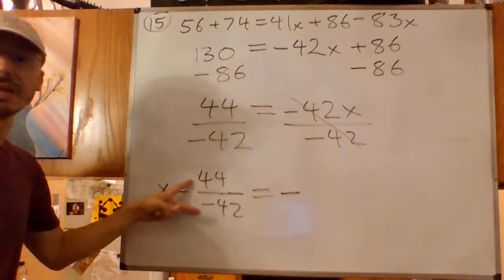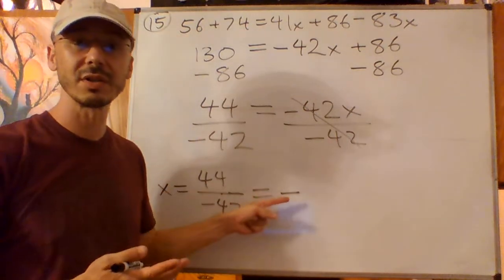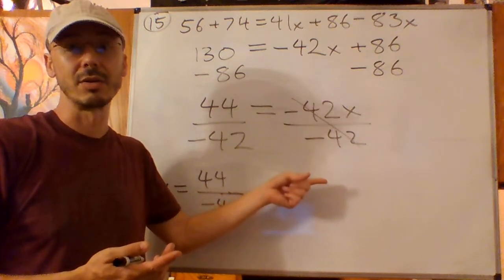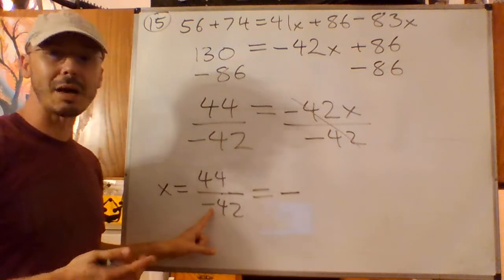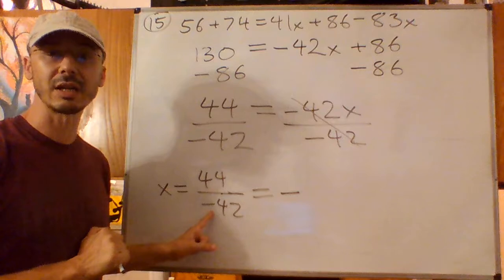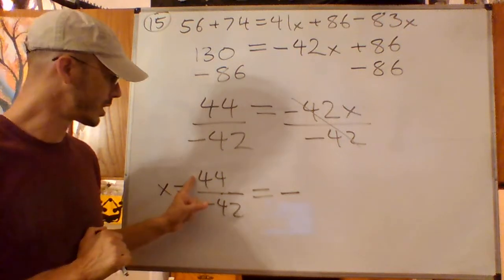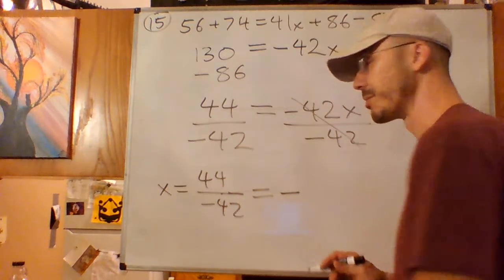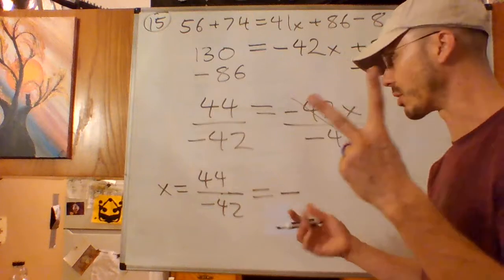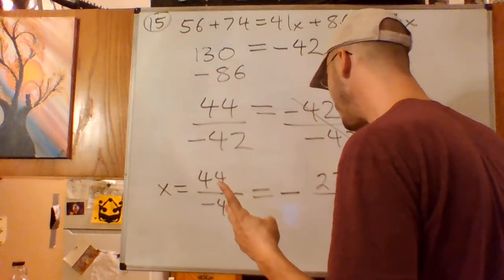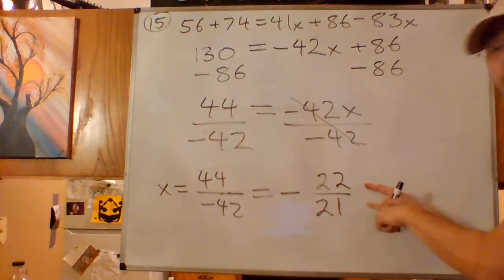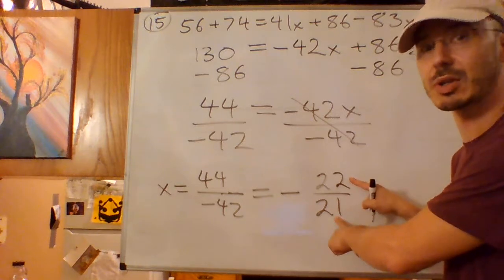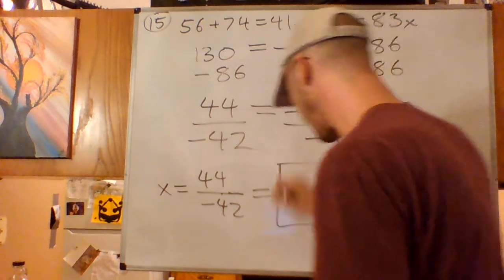It's negative, and the negative should either go in front of the whole expression, in front of the fraction, or in the numerator. In the denominator, it's not considered simplified. So the negative should either be in front of it or in the numerator. But for this one, 44 and 42 have a common factor of 2. They're both even numbers. So it's 22 over 21. And those don't have common factors. 21 has factors 3 and 7. 22 has factors 2 and 11. Nothing in common. That's the reduced form.